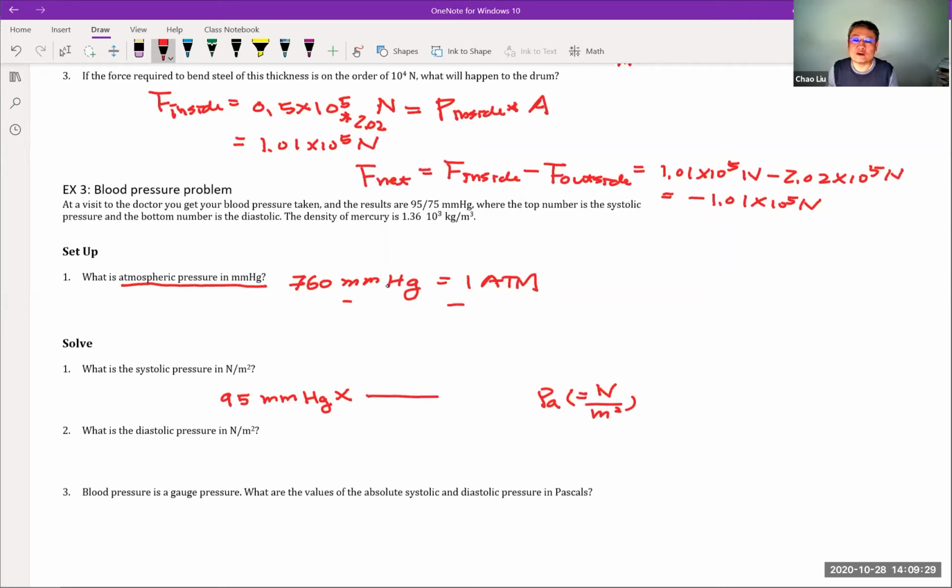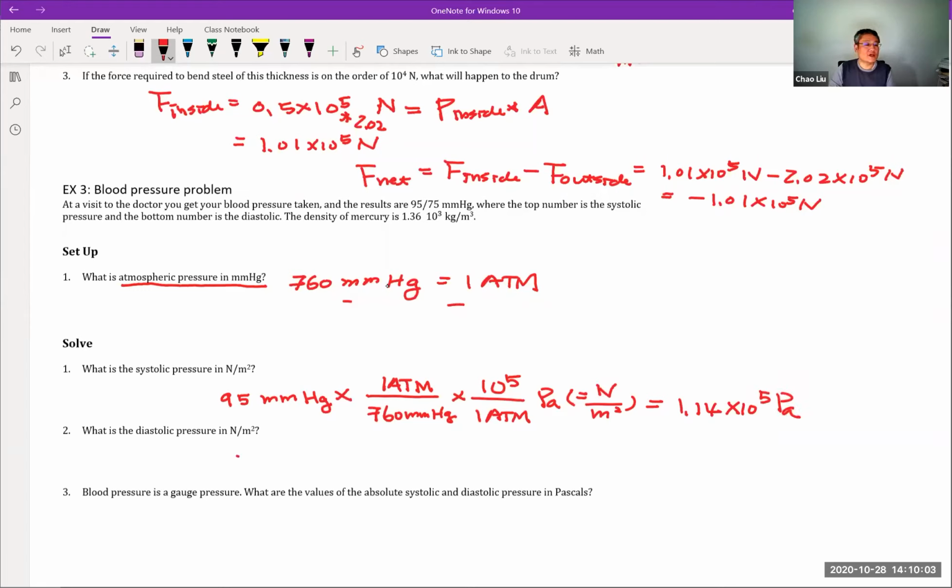So I know 760 millimeter of mercury is 1 atm. And I also know 1 atm is equal to 10 to the fifth Pascal. So if you do this one, then you can convert this one into Pascal. So this will give you 1.14 times 10 to the fifth Pascal.